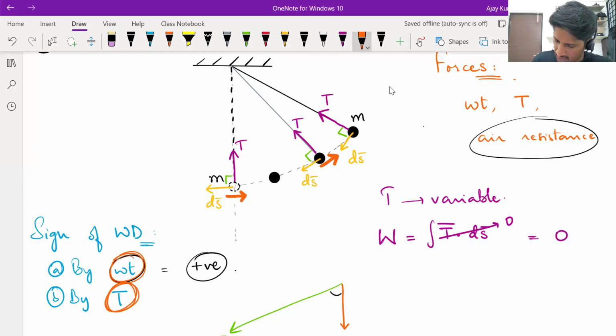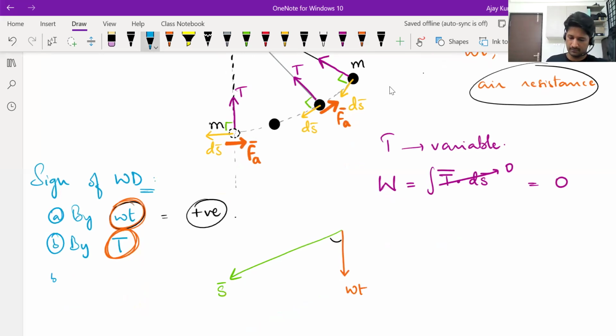And if air resistance is opposite to its velocity, what is the angle between air resistance, I'll call it as FA, and the displacement at any instant? 180, sir. 180 degrees. Therefore, the sign of work done by air resistance will be negative. Work done by tension here is 0. And since air resistance is opposite to the displacement at every instant, the work done by it is negative.